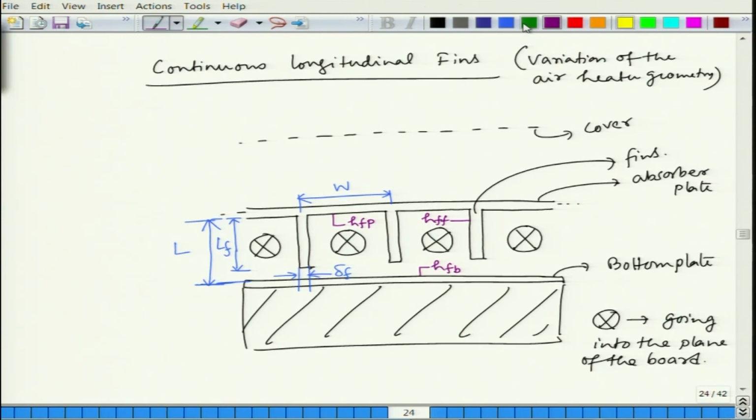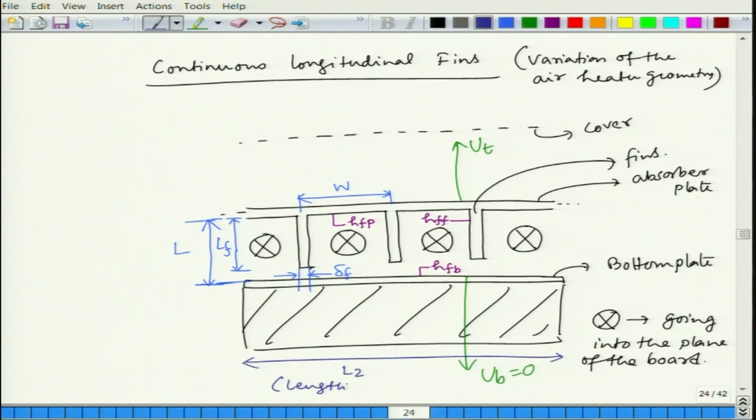And then the usual stuff is there. Here you have the top loss coefficient, and from the bottom plate you have the bottom loss coefficient, which we again assume 0. Now the other dimension that we have is perpendicular to the flow direction. So let us say this dimension is L2. This is again the same convention we used for the conventional air heater without fin. So this L2 is the length perpendicular to the flow direction.